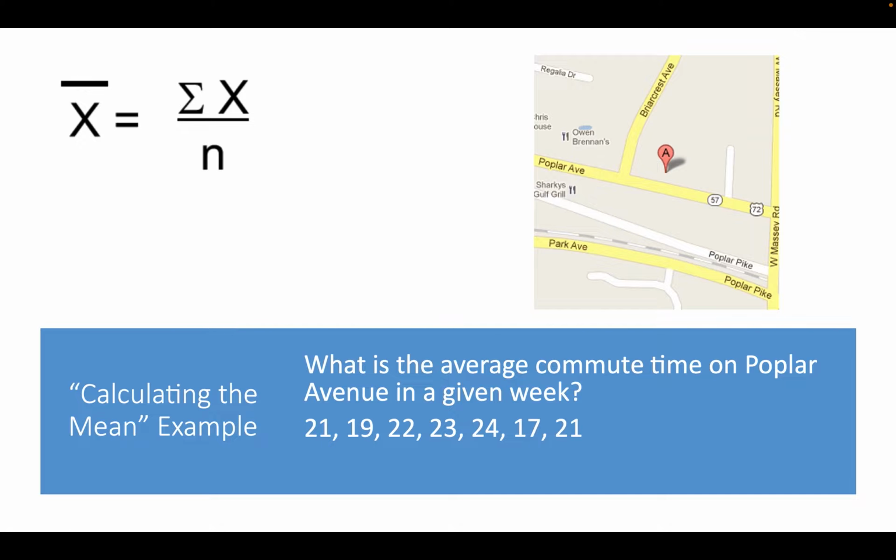All right, so we're going to try another example. These are average commute times on Poplar Avenue in a given week, which anyone who's driven on Poplar Avenue knows can vary tremendously. So take a second, add together all of these scores and divide by the total number of scores, and let's see if you can calculate the mean.